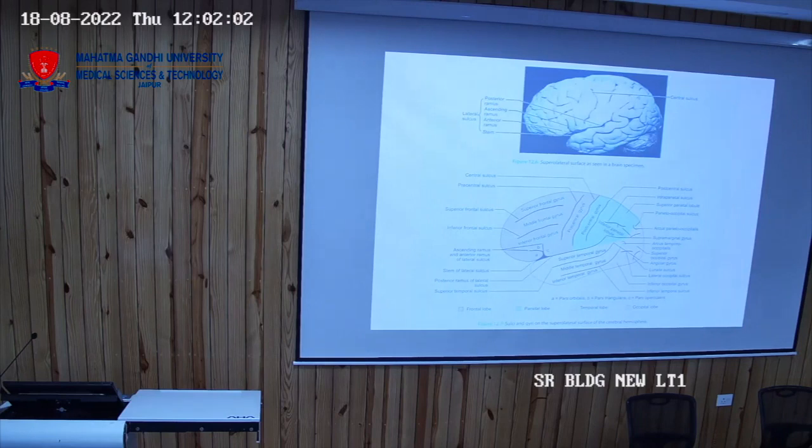Now today I will talk about the cerebrum. Cerebrum is the largest part of the brain, and this largest part of the brain is oval in shape. This oval-shaped largest part consists of two cerebral hemispheres. The two cerebral hemispheres are partially connected with each other.